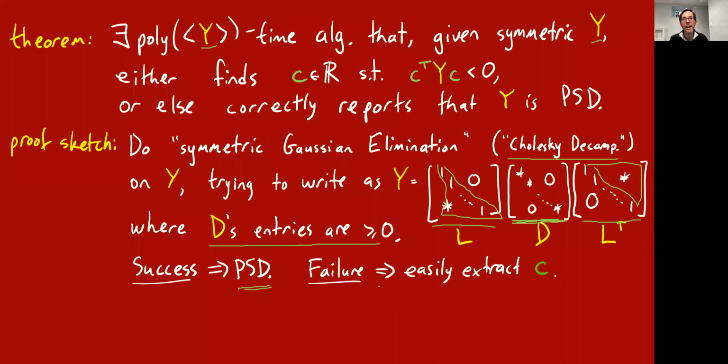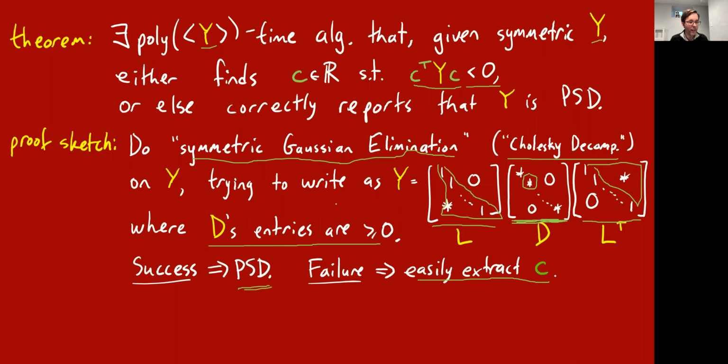And it's also a fact that if you fail, as you're doing this, you get some diagonal entry that's negative, you can easily extract from the algorithm a vector C such that C transpose YC is less than 0. I'm not going to get into it further than that, but if you do a little linear algebra practice, and maybe it'll be on homework, this proves to be true. And this is also a polynomial time algorithm because it's like Gaussian elimination. It's like an n cubed time algorithm for doing this.